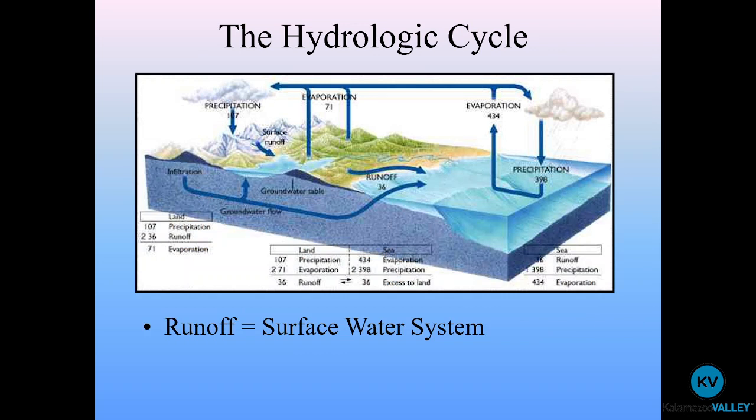Runoff is something that we've talked about quite a bit before. It's really just precipitation going from a topographic high to a topographic low, where it'll eventually settle into that topographic low, forming a lake or a river, or infiltrating into the groundwater system.